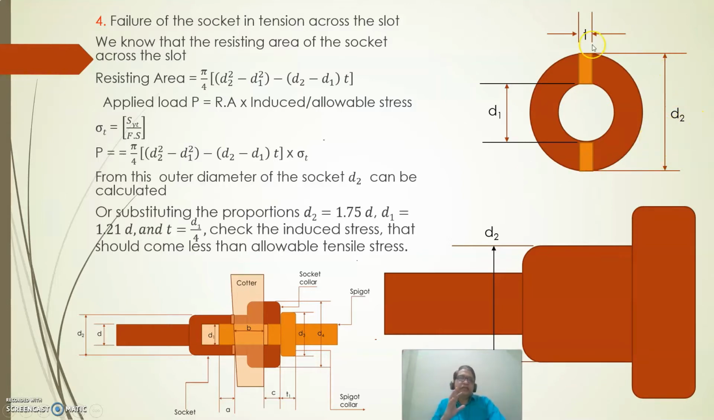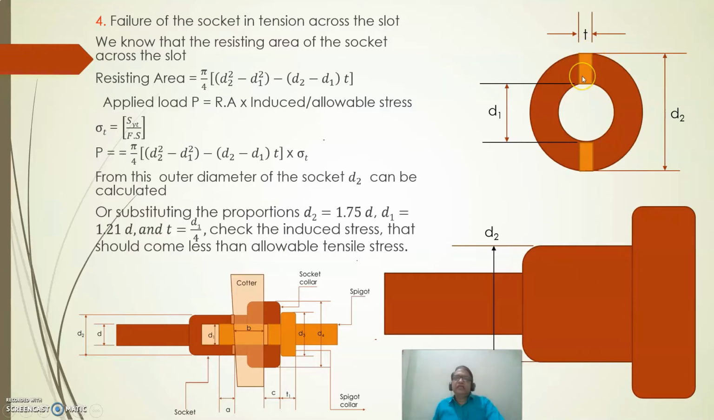The outside diameter of the socket is d2, and the inside diameter is d1, right? Now if I take the section over here, we are not going to get this part. It is completely a ring-like structure, isn't it? Here it will not fit. And if I take the section where the quarter is inserted, at this point it is d2 minus d1 into t.